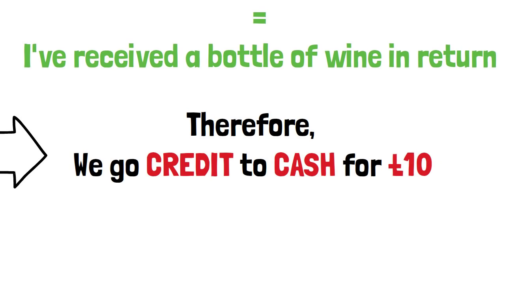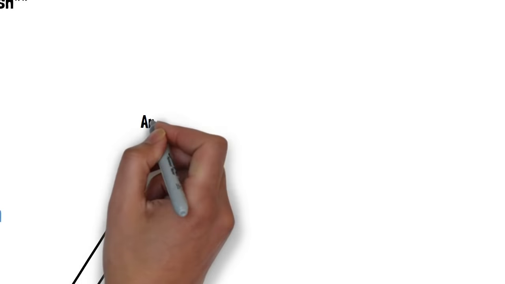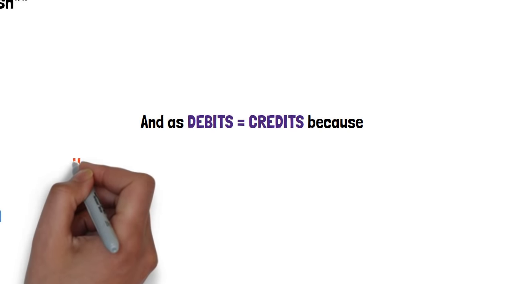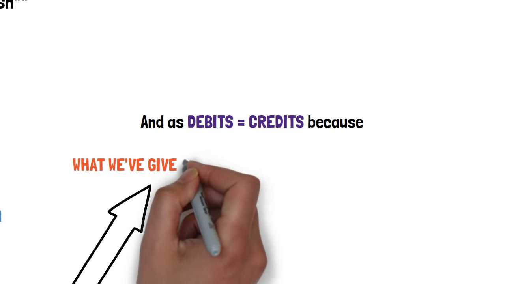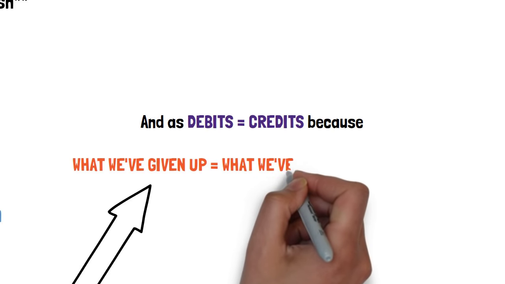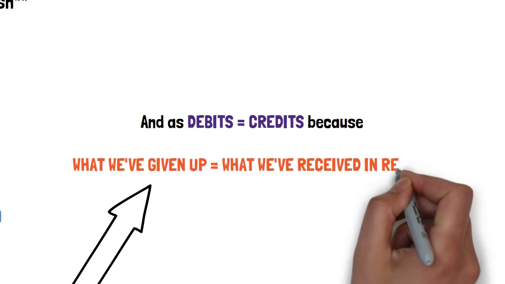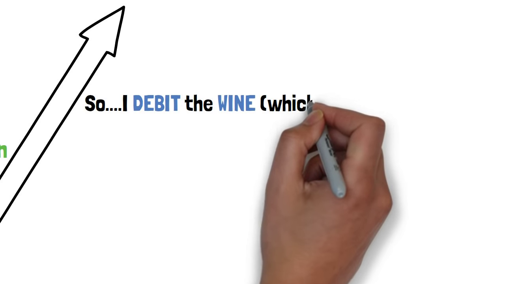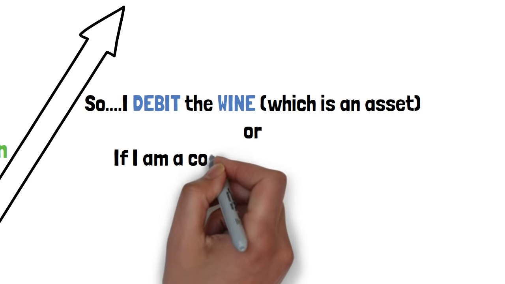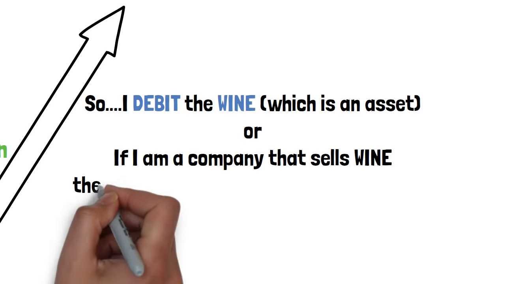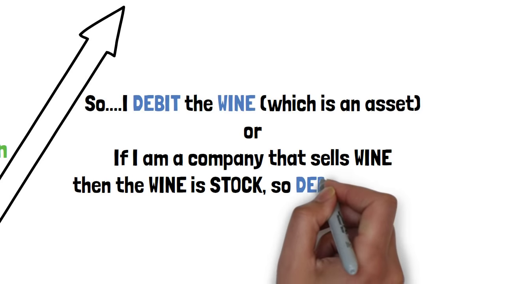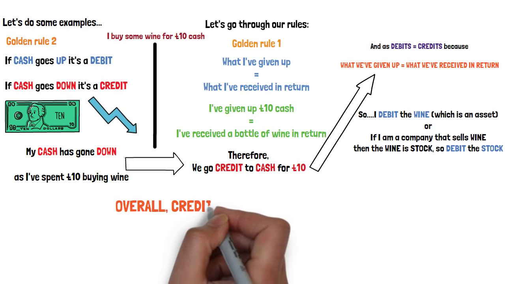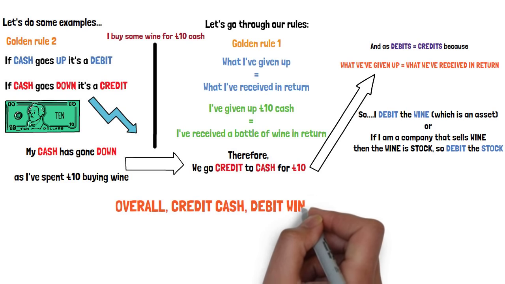So now we can apply rule number 1 again. What we've received in return must equal what we've given up. So debits must equal credits. So if I have credited cash for £10, I must be debiting something else for £10. In this case, I have received the wine, so I debit wine £10. If I were a business and that wine is what I sold normally, then that would be my stock. So overall, what have we done? We've gone credit cash, £10, debit wine or stock, £10.